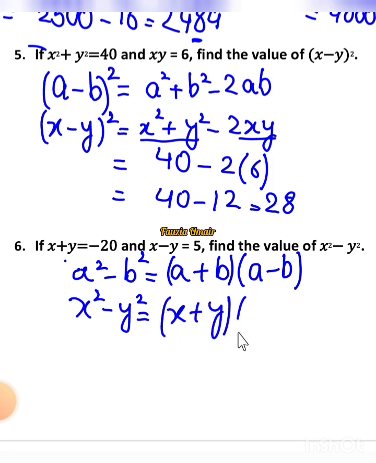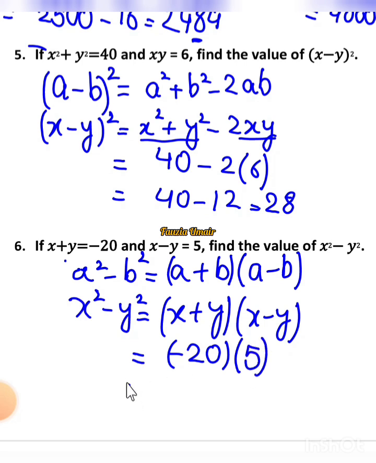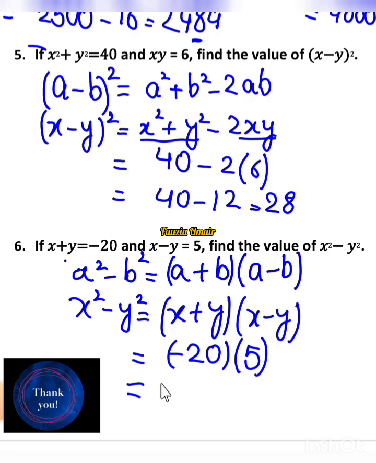So now out of these three unknown values, I know two. I know what x plus y is, I know what x minus y is. So I can easily find out x square minus y square. So put the values. x plus y is minus 20 and x minus y is 5. So you need to be very careful of the sign. This step is basically where the two integers are multiplied together. So minus is multiplied with the plus sign, so the answer would be minus 20 into 5, which is 100. So x square minus y square is minus 100. So this is your answer.